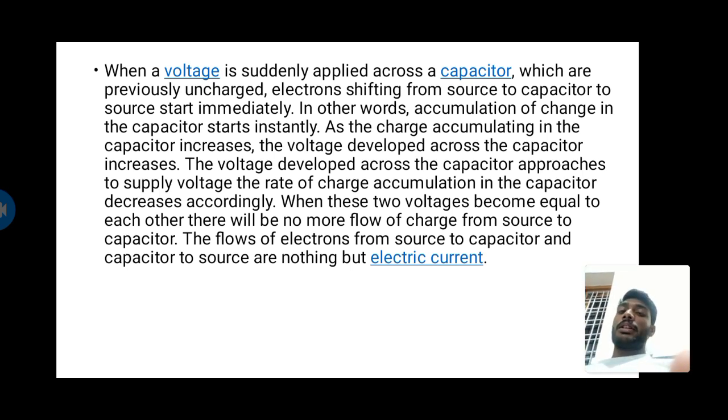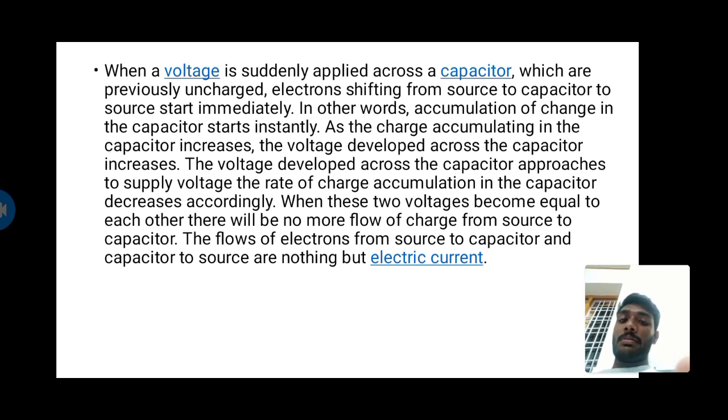When a voltage is suddenly applied across a capacitor which was previously uncharged, electrons shift from the source to the capacitor immediately. In other words, accumulation of charge in the capacitor starts instantly. As the charge accumulating in the capacitor increases, the voltage developed across the capacitor increases and approaches the supply voltage. The rate of charge accumulation in the capacitor decreases accordingly.